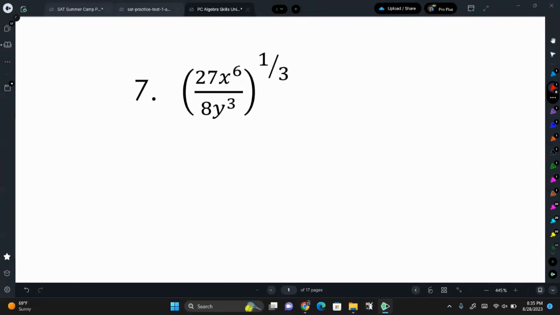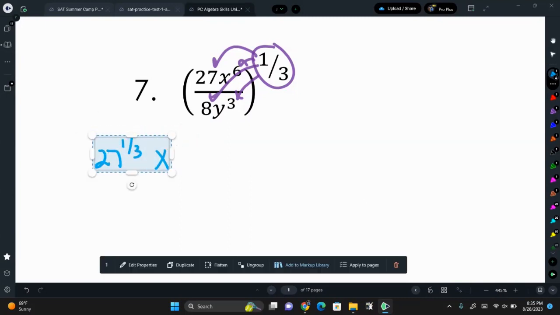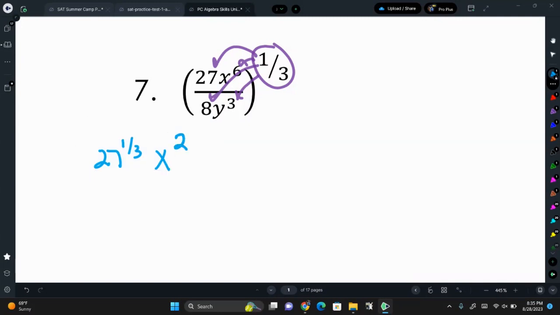Now down here, we're going to distribute this 1/3 power to everything. So 27 to the 1/3 power times x to the 6 times 1/3. 6 times 1 is 6, divided by 3 is 2. So this is going to be x squared over 8 to the 1/3 power, y to the third to the 1/3 power. 3 times 1/3 is just 1.